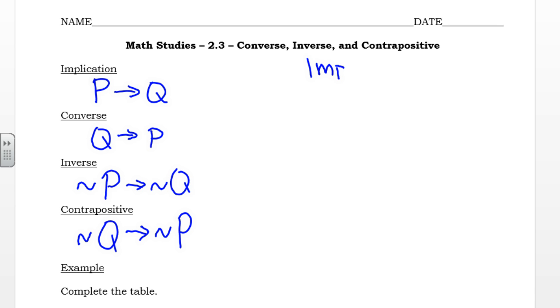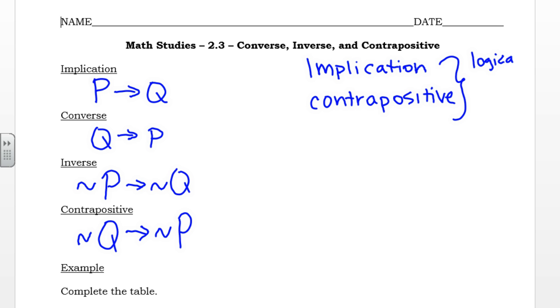So the implication and the contrapositive, those are logical equivalents. That means if the implication is true, then the contrapositive is true, and reverse as well. If the contrapositive is true, then the implication is true. They are both always true or both always false. Logical equivalence. And the converse and the inverse match up the same way. They are both always true or both always false.